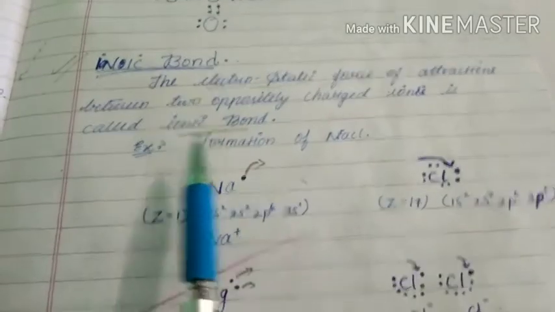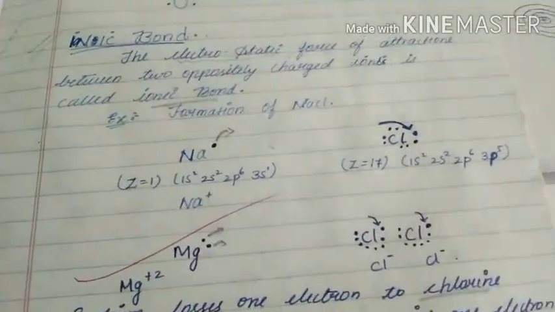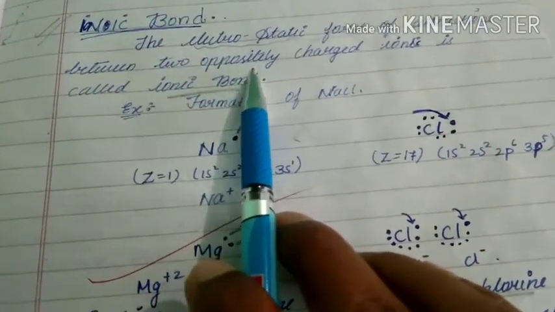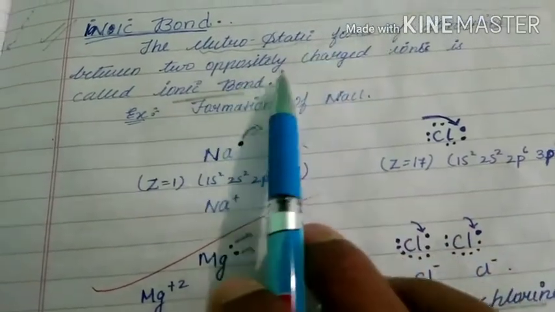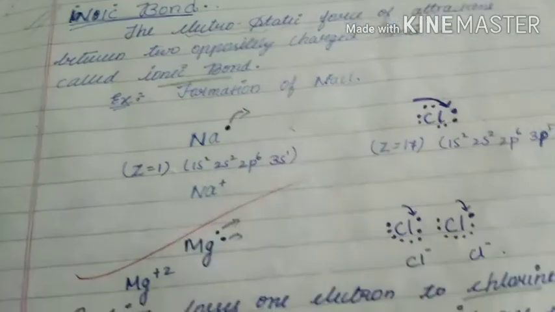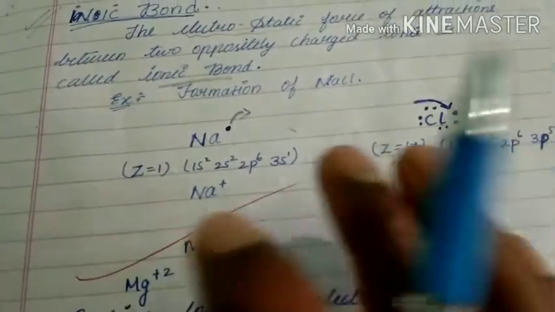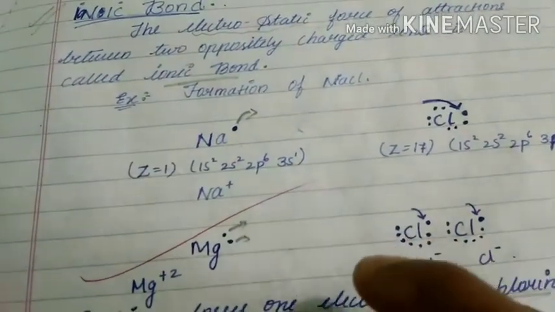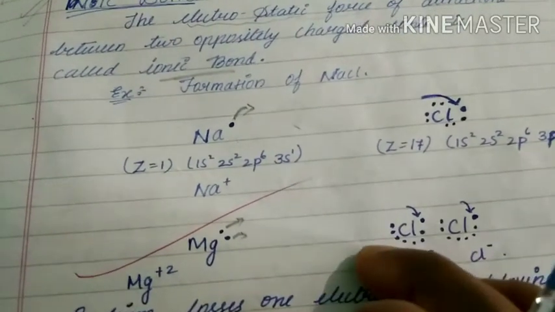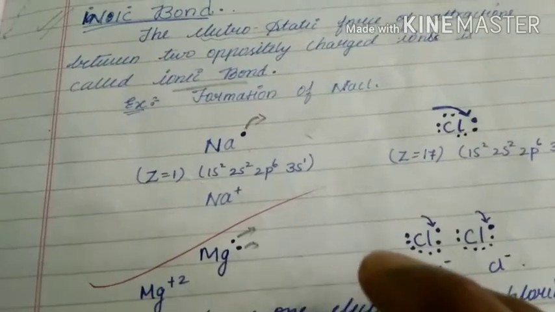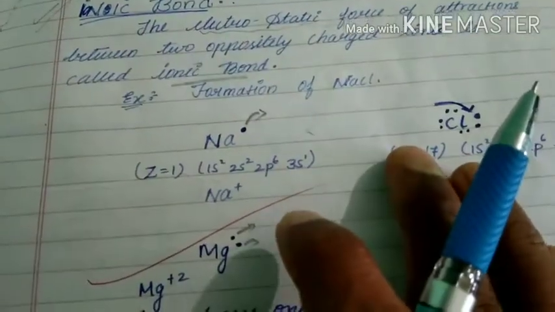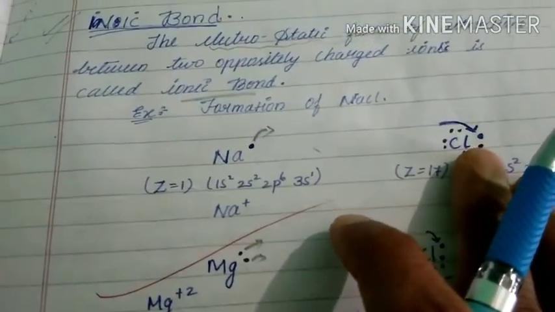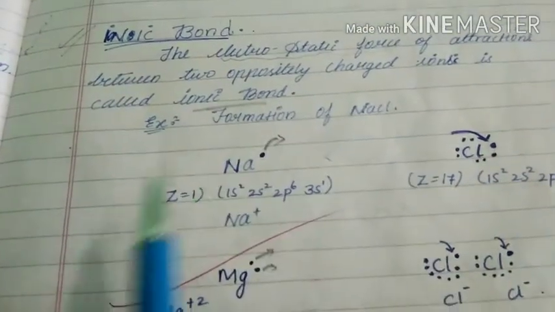Next one, ionic bond. What is the definition of ionic bond? The electrostatic force of attraction between two oppositely charged ions is called an ionic bond. That means between oppositely charged ions, nothing but between cation and anion, some attraction forces exist. Those attraction forces are called electrostatic forces of attraction. Because of those attractions, one bond will be formed between cation and anion. That bond is called an ionic bond.